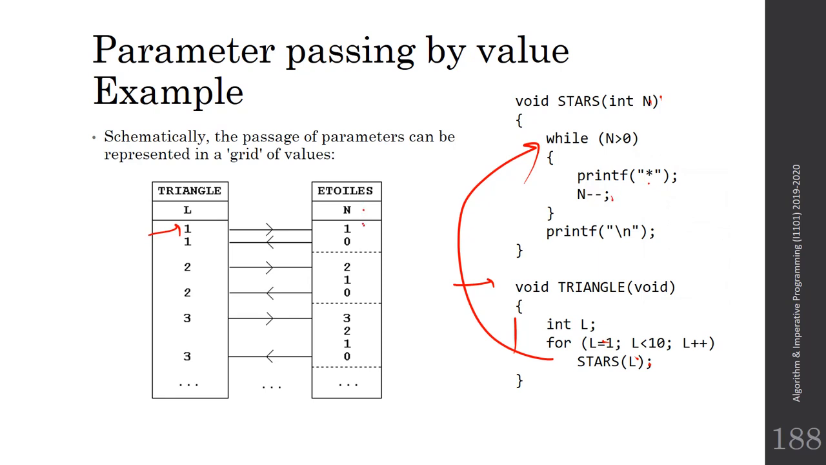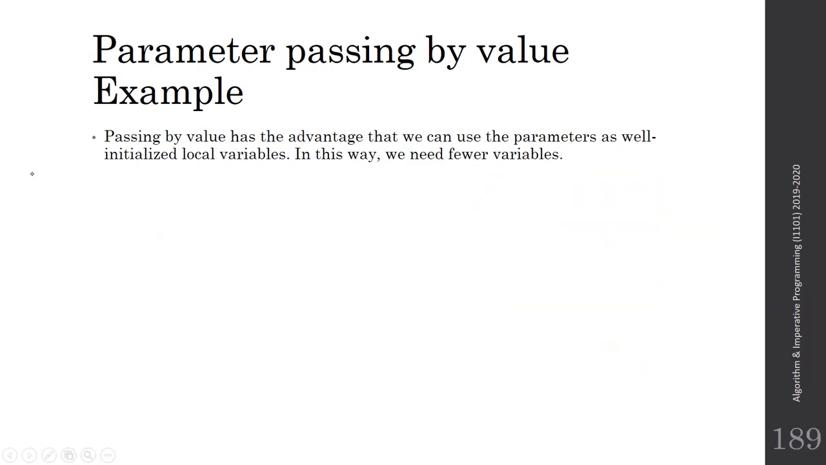So N is equal to 1. And then I will do printf 1 star and then 0. And then I will finish stars and go back to triangle. So I already did that. They are doing it in a vertical scheme.